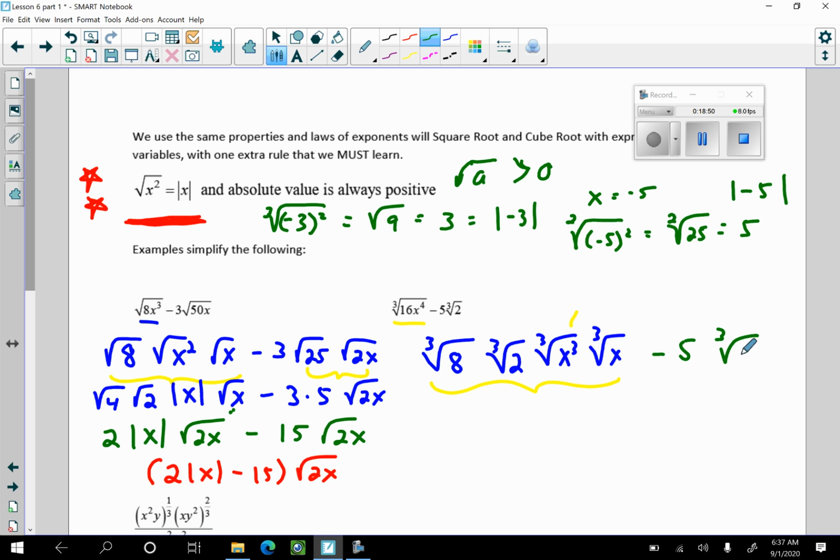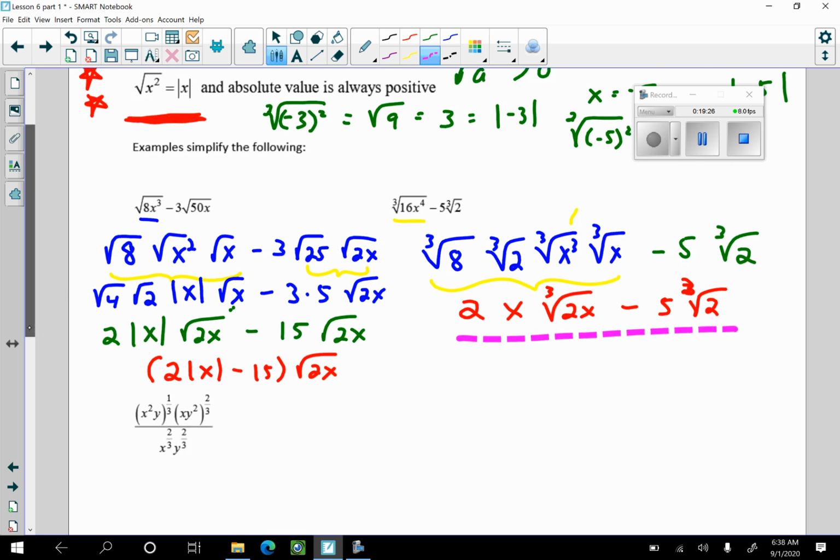You can't do anything with that cube root of 2. So all I'm going to do is simplify this. This is going to be 2. This one here is going to be x, and I still have the cube root of 2x, minus 5 cube root of 2. And guess what? I can't factor anything out. So this one right there is already simplified. Let's do this example here.